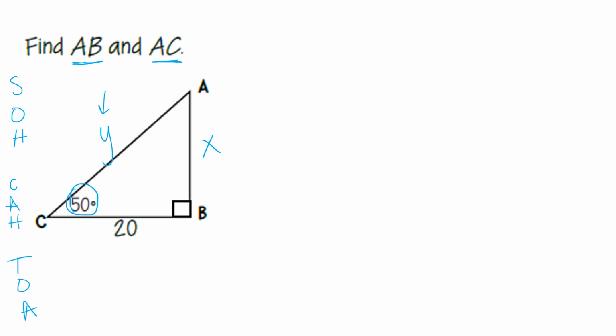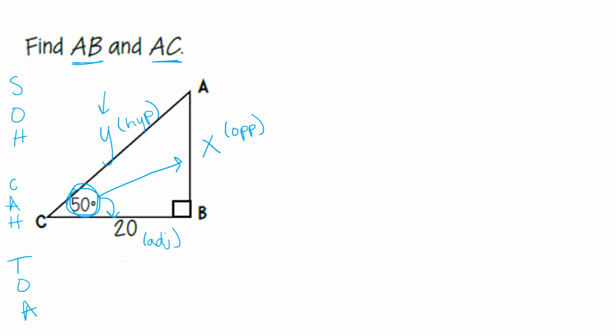And then I'm going to circle my reference angle and label my triangle. It looks like X is going to be my opposite side. Y has to be my hypotenuse because it's across from my 90, leaving 20 as my adjacent, the only side touching that's not my hypotenuse. So then I'm going to set up problems.